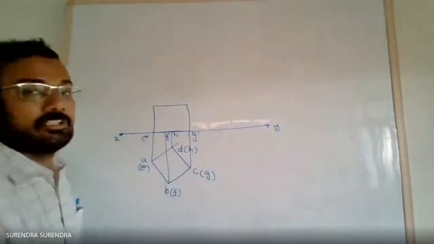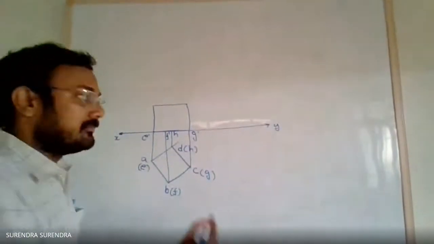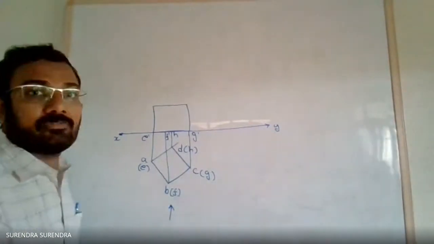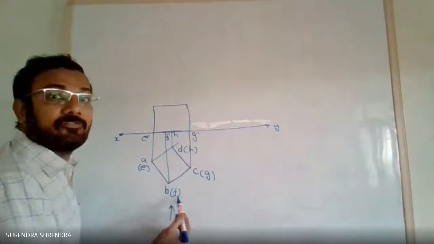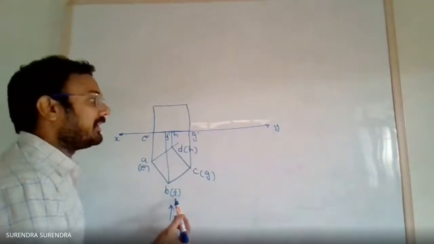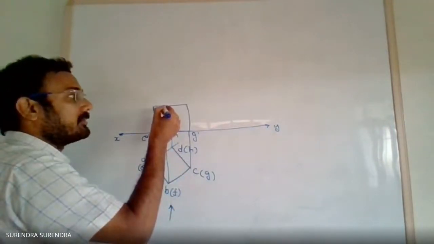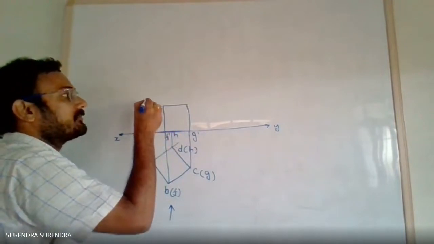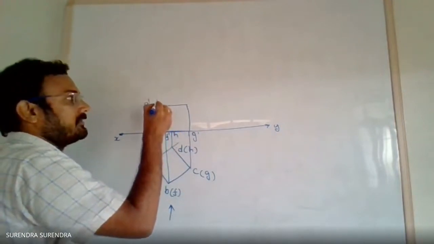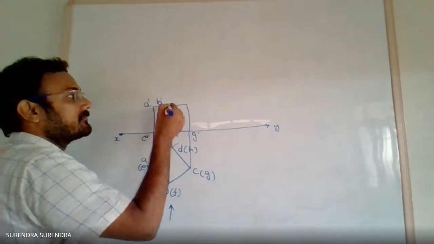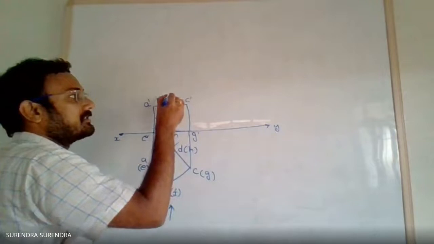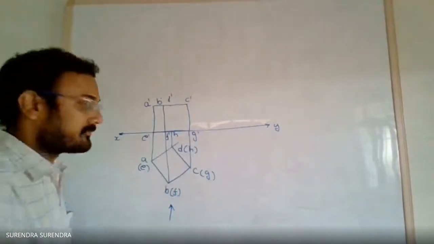Now, what are the points? If we observe, when drawing the front view, this is the viewing direction. The BF edge is visible. So draw the BF edge as a continuous line. So this is A dash, B dash, C dash, and D dash.